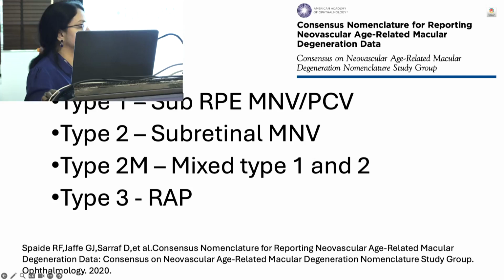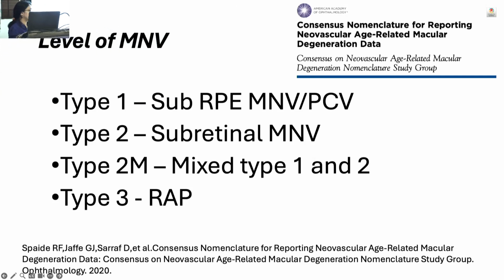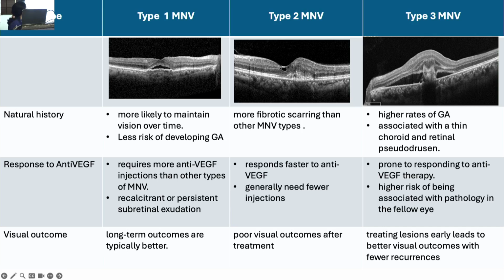So before we actually go to the OCT biomarkers in neovascular AMD, let us understand the newer nomenclature, where type 1 is the sub-RPE MNV, type 2 is the subretinal. You can have a mixed variety, and the type 3, which is the RAP. So type 1 is basically when the membrane is under the RPE, and it's more likely to maintain vision over time. Because these vessels are nourishing the outer retina, there's less risk of developing geographic atrophy. However, it requires more anti-VEGF injections as compared to the other types, and you could have recalcitrant or sub-persistent fluid. The long-term visual outcomes are typically better.